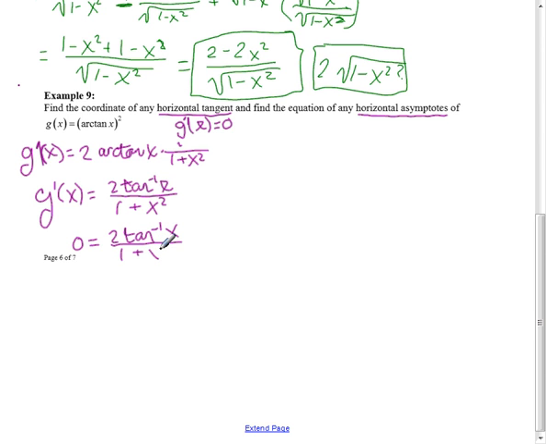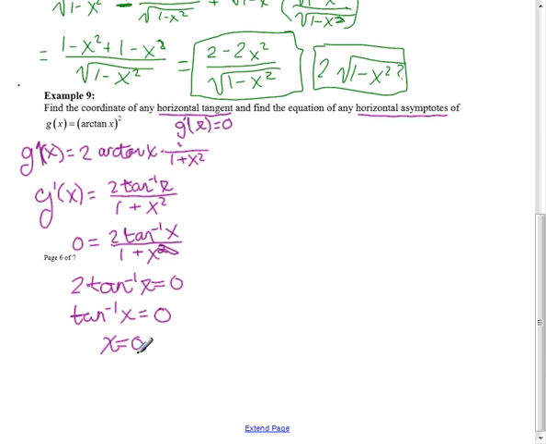Alright, so we keep going here. Set the numerator equal to 0. 2 times arctan of x equals 0. Divide both sides by 2. We get arctan of x equals 0. So this is asking, where does tangent equal 0? And because you know about the unit circle and you know your trig functions, you know that's going to take place when x is 0.